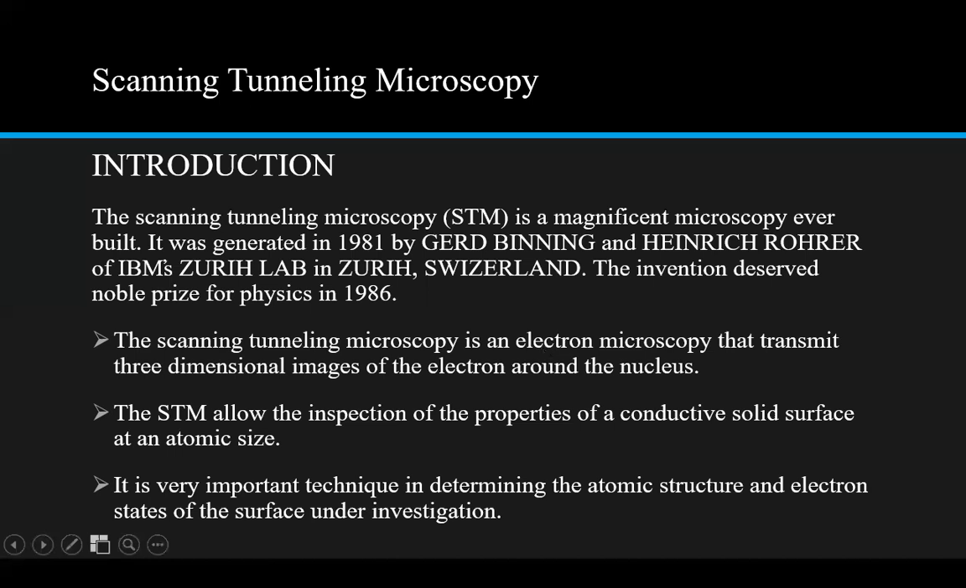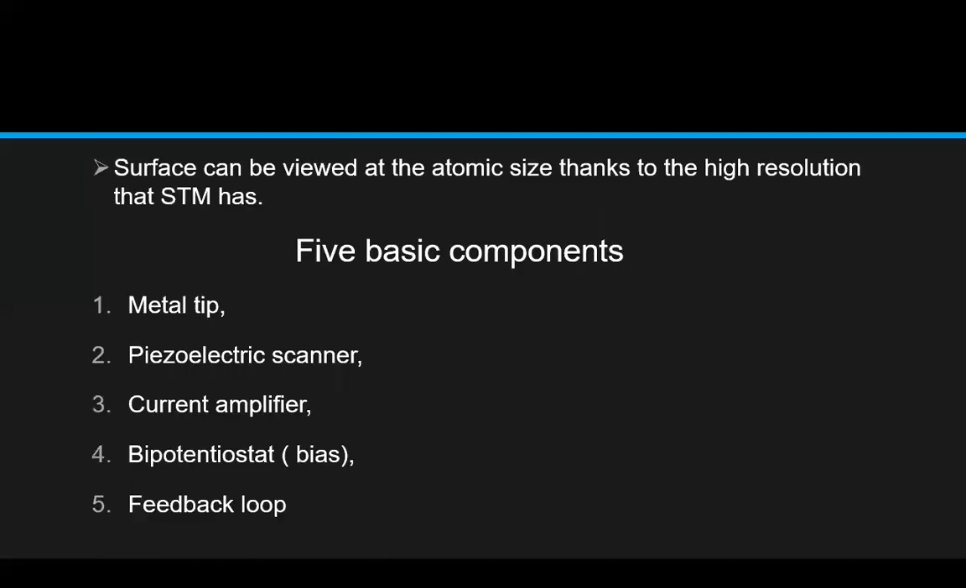Surfaces can be viewed at the atomic scale thanks to the high resolution of scanning tunneling microscopy. It has 5 basic components. The first one is a metal tip. The second one is a piezoelectric scanner. The third one is a current amplifier. The fourth one is a bias potential source, and the fifth one is a feedback loop.